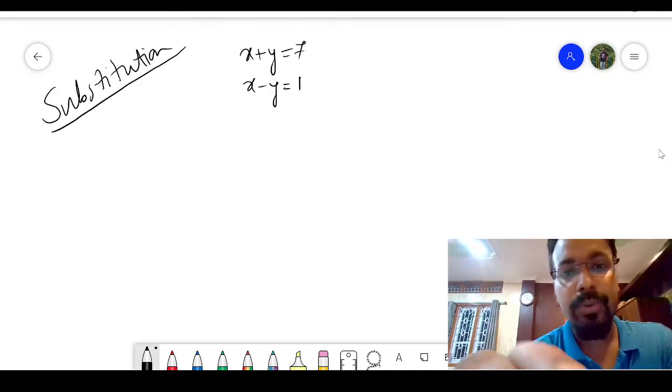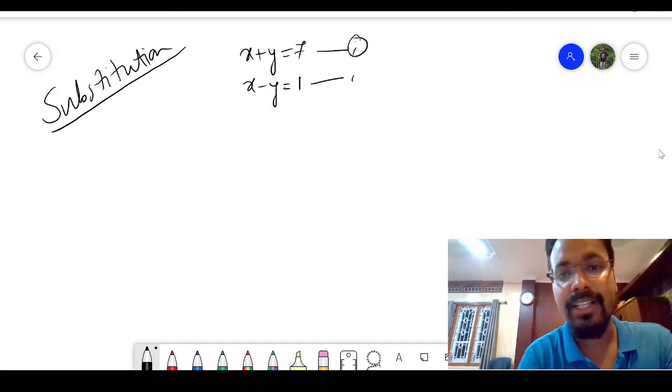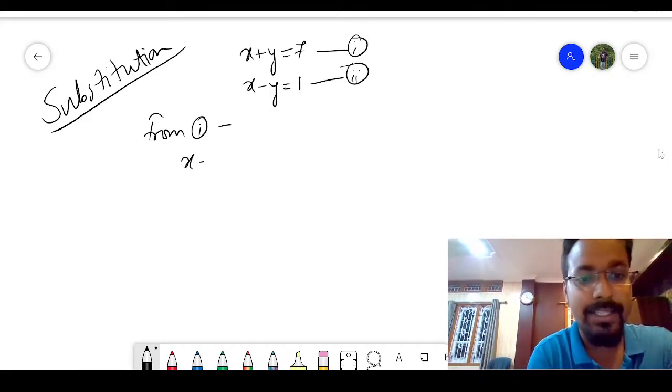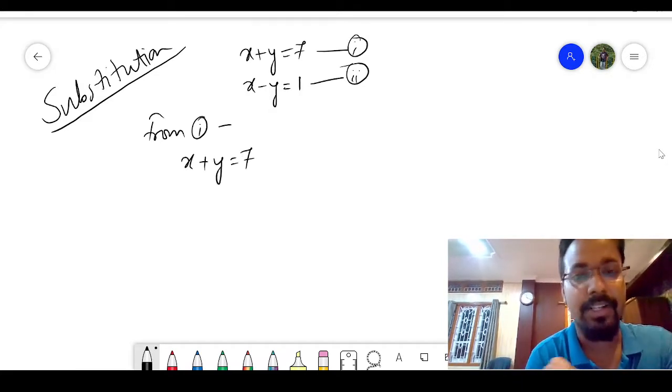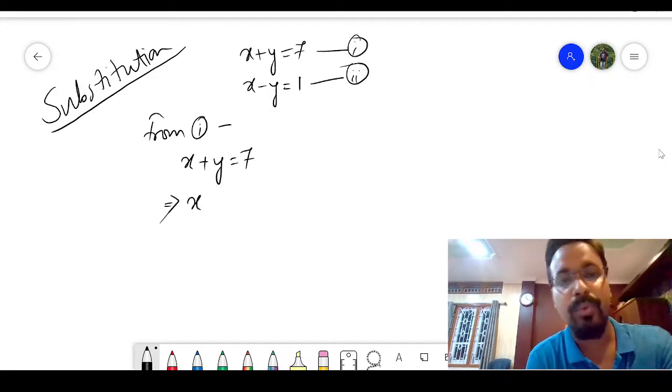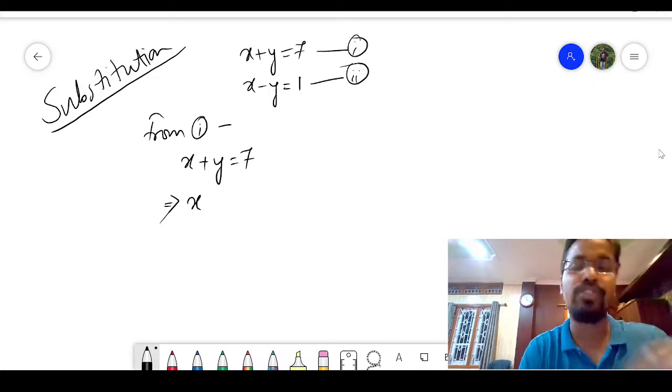Okay, so first of all we need to take this as equation 1 and we will take this as equation 2. So we'll start from equation 1. So we'll write from 1. What do we get? We get x plus y equals 7. Now from this equation we'll first find the value of either x or y.